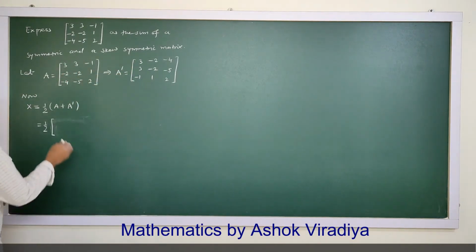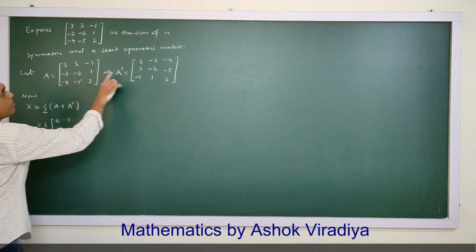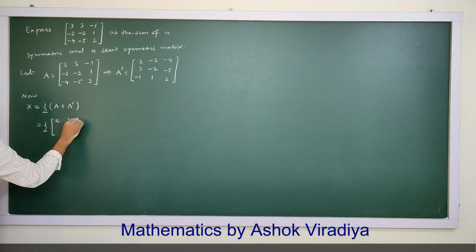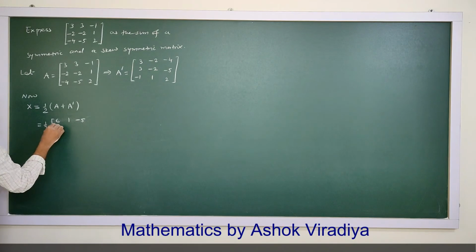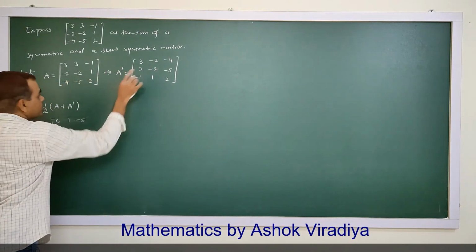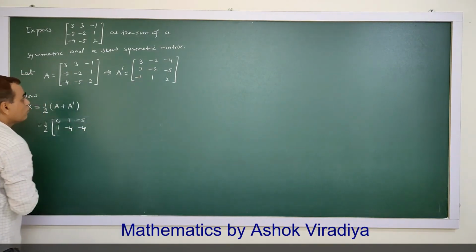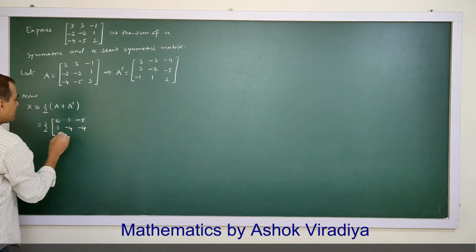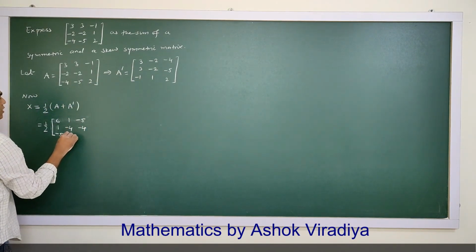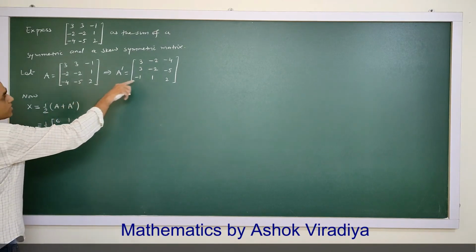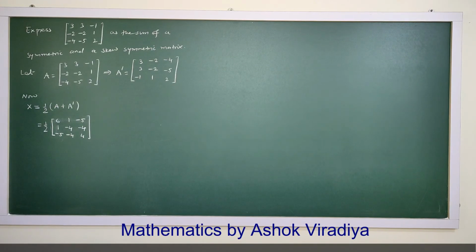3 plus 3, that is 6. 3 plus minus 2 is 1. Minus 1 plus minus 4 is minus 5. Minus 2 plus 3 is 1. Minus 2 plus minus 2 is minus 4. 1 plus minus 5 is minus 4. Minus 4 plus minus 1 is minus 5. Minus 5 plus 1 is minus 4. 2 plus 2 is 4. This is x.